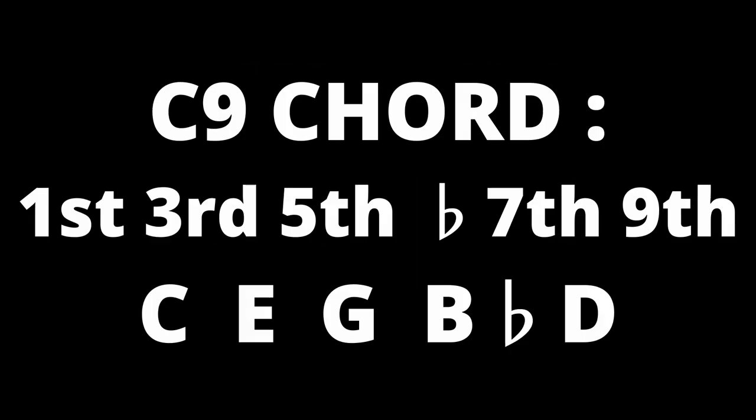A dominant ninth uses the dominant seventh chord notes and adds a ninth note from the major scale. As we discussed earlier, the ninth note is D. Therefore, to create a C dominant ninth chord, we take the C dominant seventh chord notes and add the ninth note, which gives us C, E, G, B flat, and D.